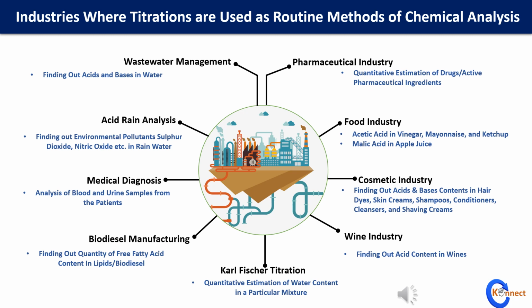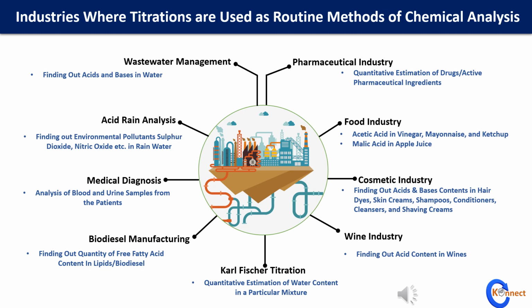Of course, pharmaceutical industries are one of the types of such industries where active pharmaceutical ingredients or API or drugs are being analyzed quantitatively by different titrimetric analysis. Here, I use two new terms. One is active pharmaceutical ingredients, which means a drug, and another term is quantitative analysis, which means to find out the quantity of a drug. For example, finding out the quantity of acetylsalicylic acid in aspirin or vitamin C in multivitamin tablets.